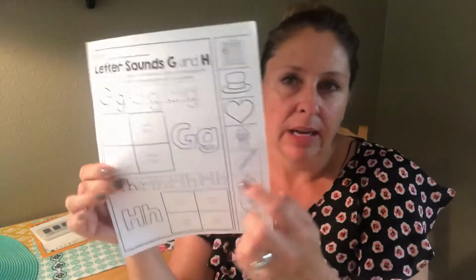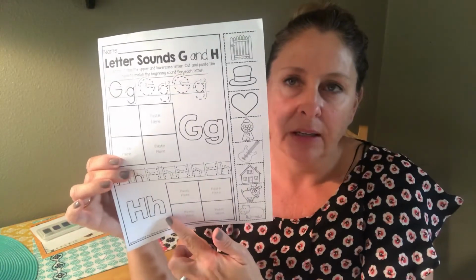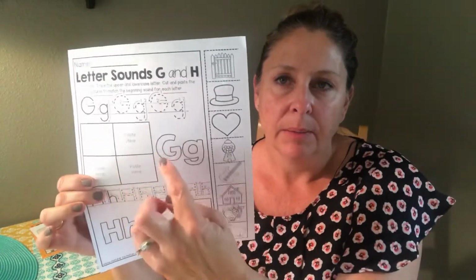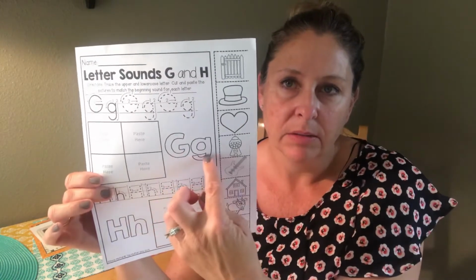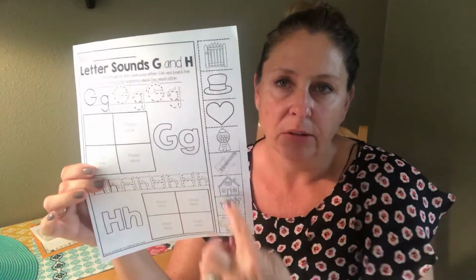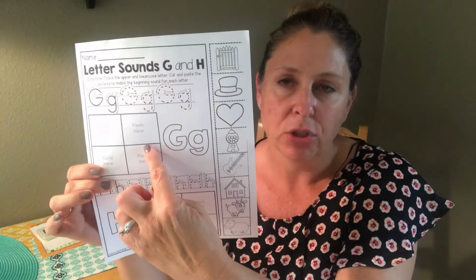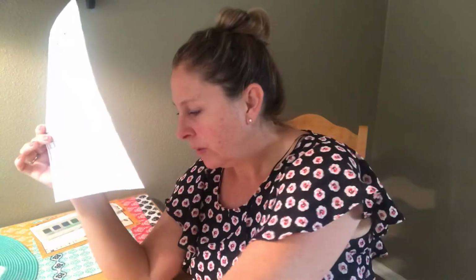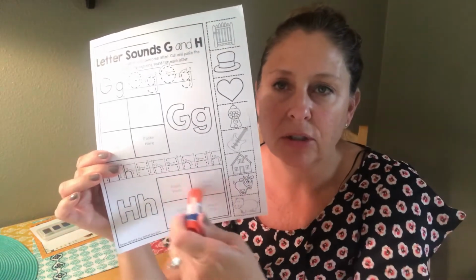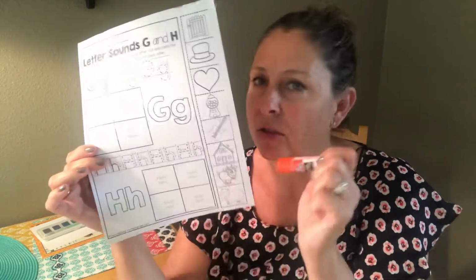Here's G and H. H we just did yesterday. Same thing. Name, trace and write the letters, color the letters to match, and then we'll color the pictures to glue. If it starts with a G, we'll put it here. If it starts with an H, we'll put it here. Remember, we're going to take our glue stick. The quickest and easiest way is to take your glue stick and just color all 4 boxes and then just put them on when you're ready.